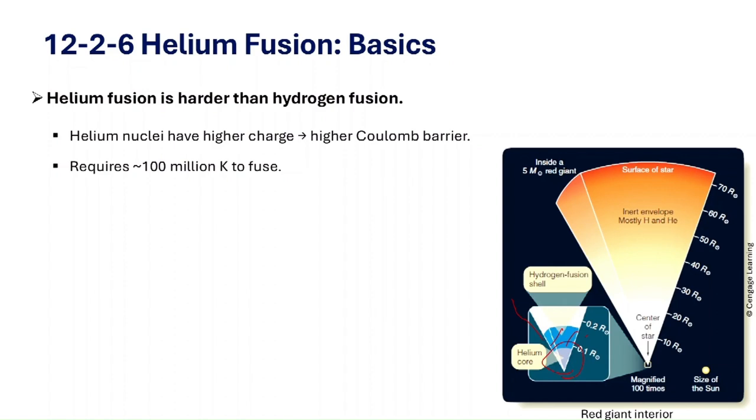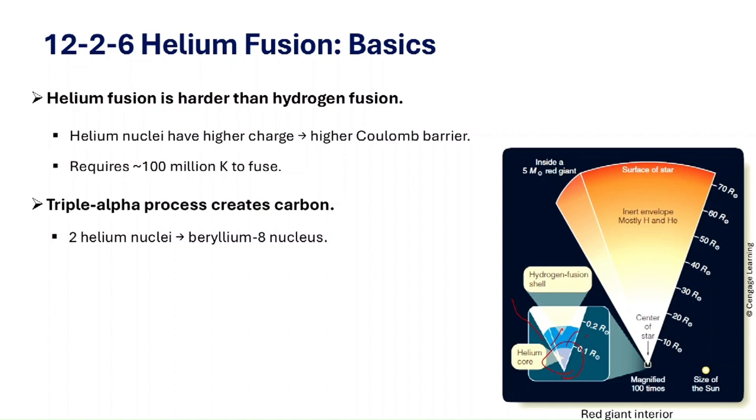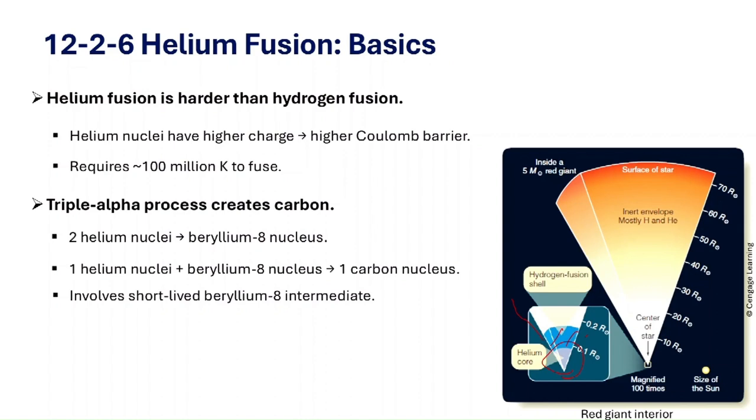Okay, now how does helium fuse into carbon? This happens through the triple alpha process. Two helium nuclei first collide to form a beryllium 8 nucleus, which is extremely unstable. Then a third helium nucleus must collide with that beryllium 8 nucleus before it breaks apart, forming a stable carbon nucleus. And because this requires a precise series of collisions in a very short time, it's a rare process. But over millions of years, it builds up significant carbon inside the core.